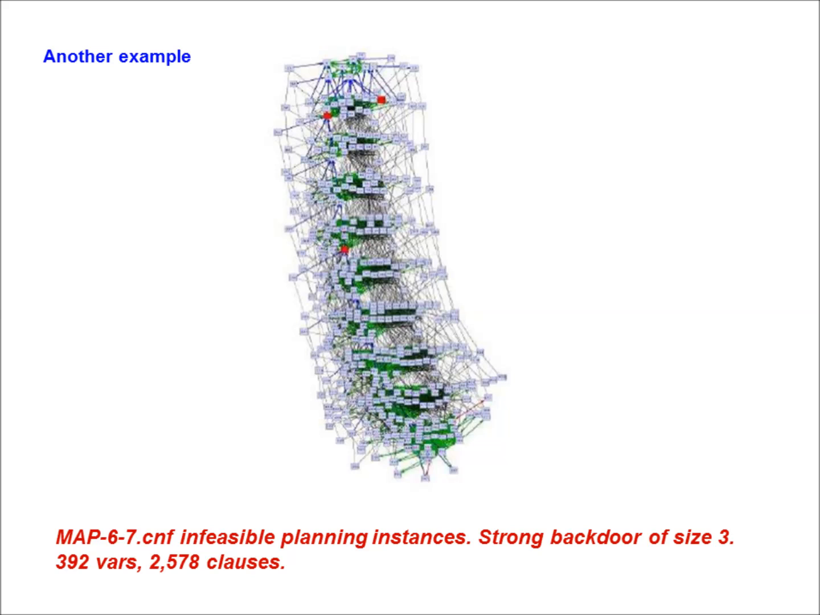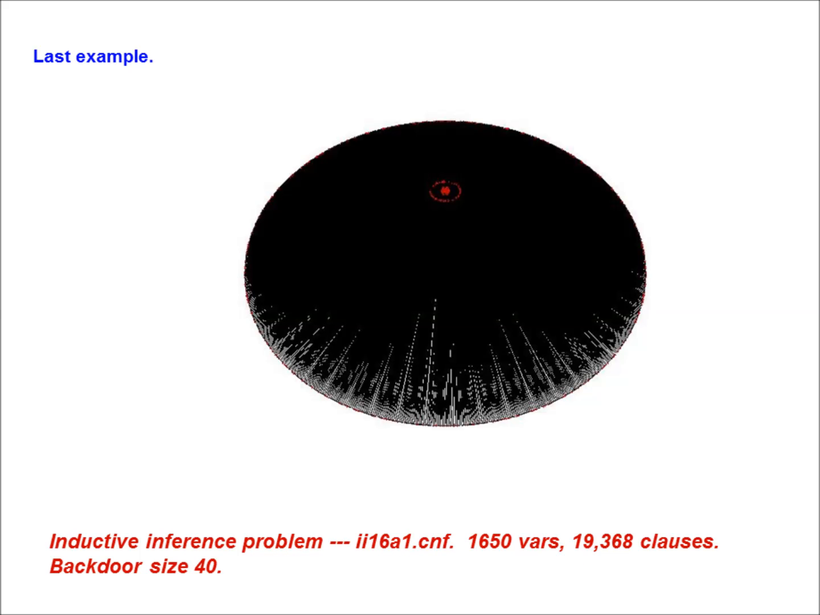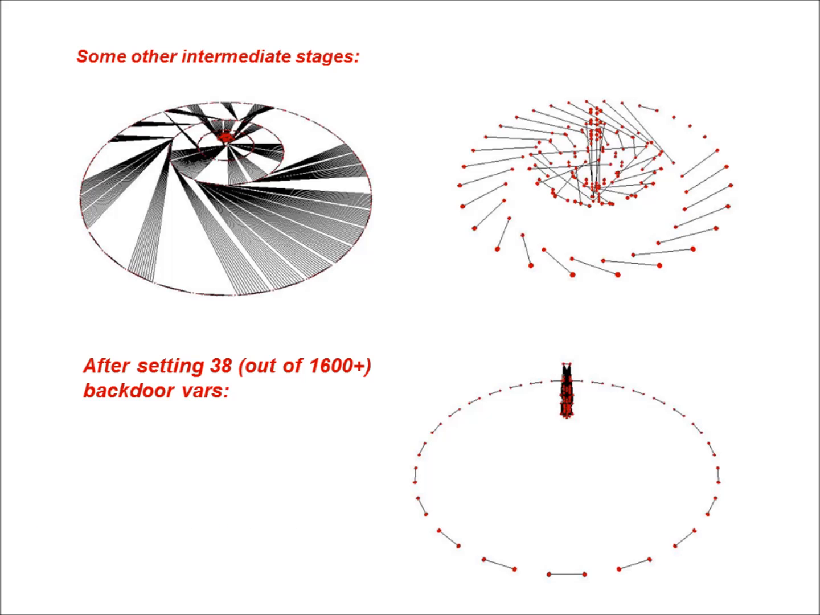Here's another example. Backdoor of size 3. As soon as I set those 3 variables, this is the problem. Actually set 2 variables, this is the problem that remains. Last example. Inference problem, 1650 variables, backdoor of size 40. Set 6, set 38.